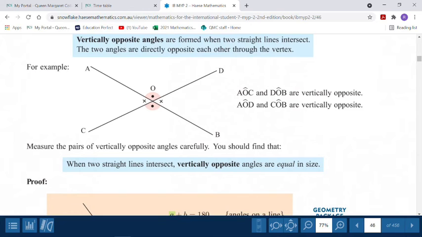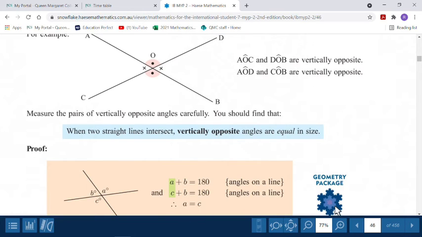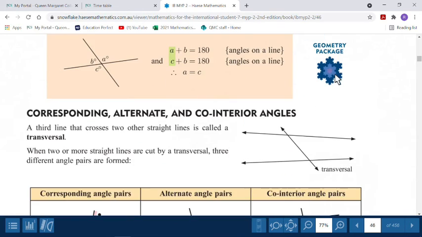All right, and here they're just talking about two straight lines intersecting. Vertically opposite angles are equal in size. Right? So here we have A and C are opposites, yes? So A and C therefore are what? The same. They're equal. Good.